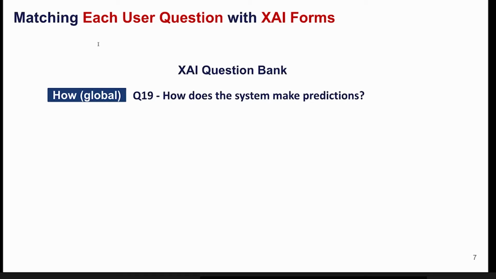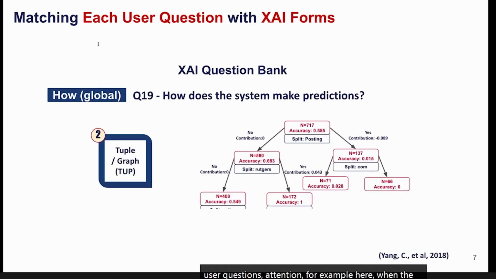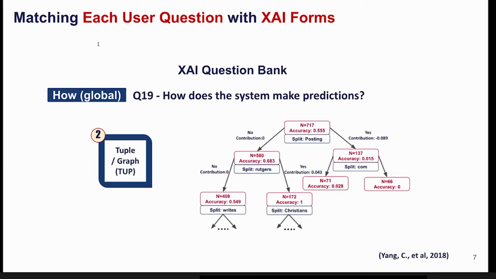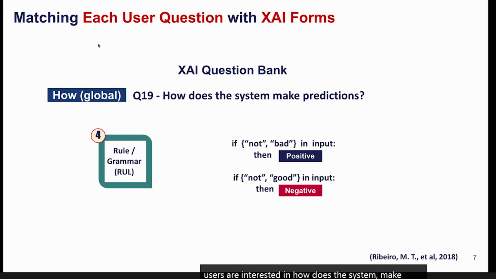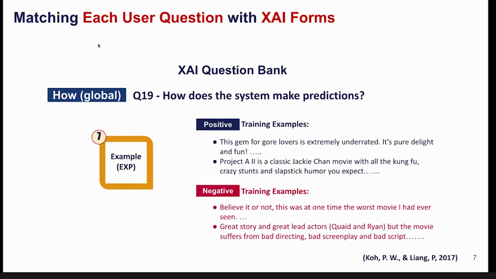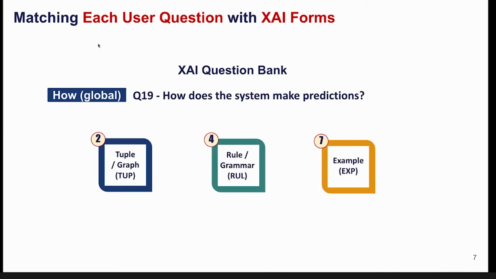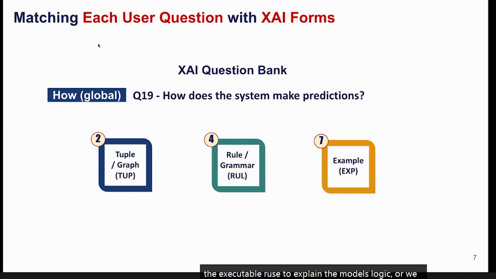For example, here, when the users are interested in how does the system make predictions globally, we can use decision trees to explain the model's reasoning process. Or we use the executable rules to explain the model's logic. Or we just show what inputs the model has seen during training for the users to understand the model. Thus, we can collect all forms that can answer this specific user question.